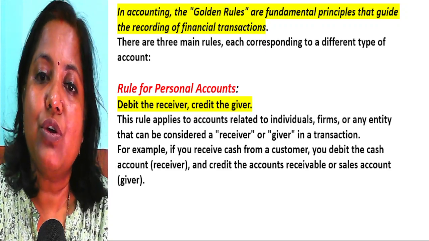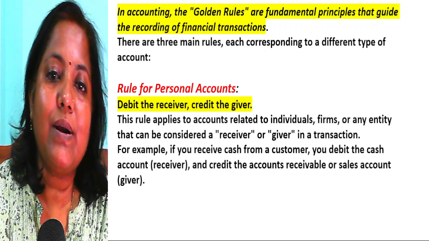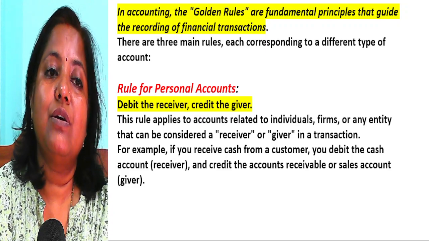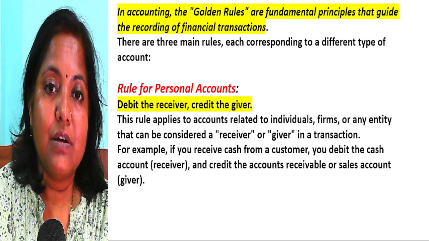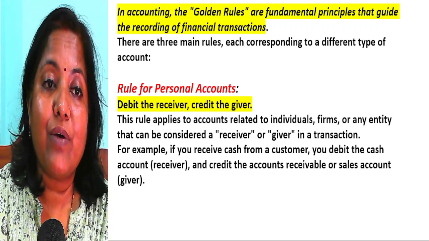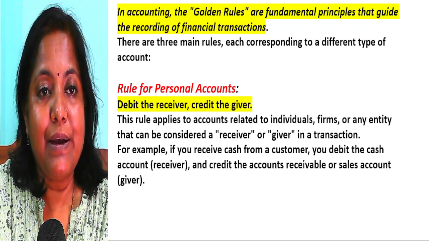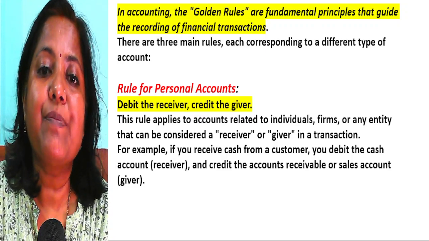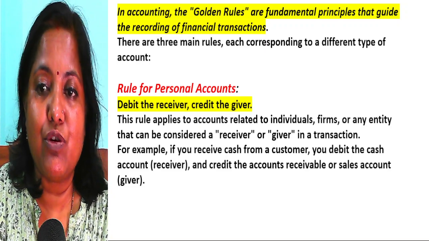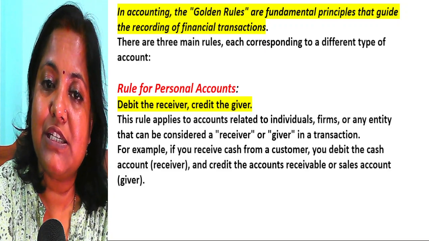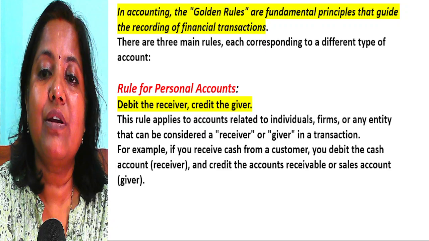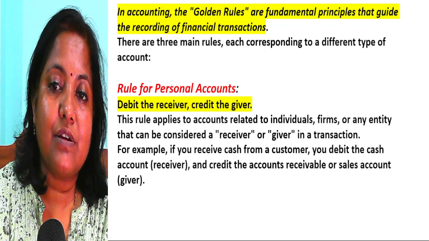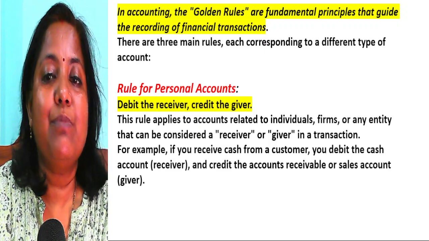Okay, now let's do the rule for personal accounts. I mean, the golden rule. What does it say? Debit the receiver, credit the giver. Okay, debit the receiver, whoever is receiving it, whoever will get the money, right? Whoever is getting the money, that will be debited, and credit the giver, whoever gives the money has to be credited. Okay. This rule applies to accounts related to individuals, firms, or any entity that can be considered a receiver or giver in a transaction. Receiver will always be debited and the giver will always be credited.